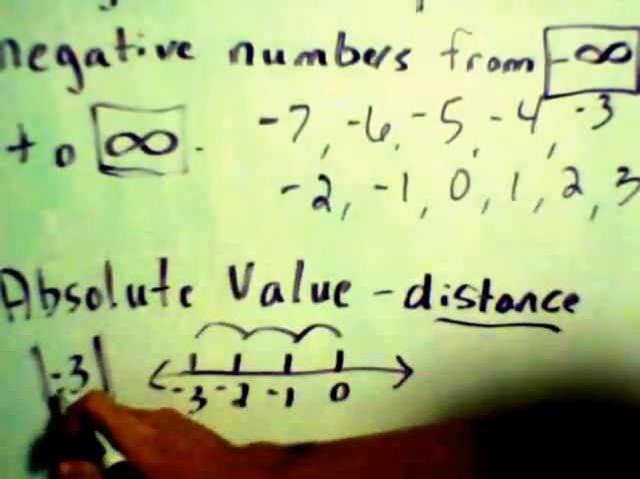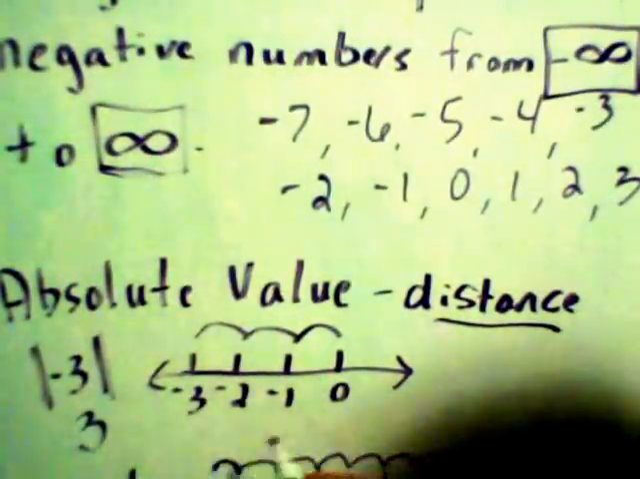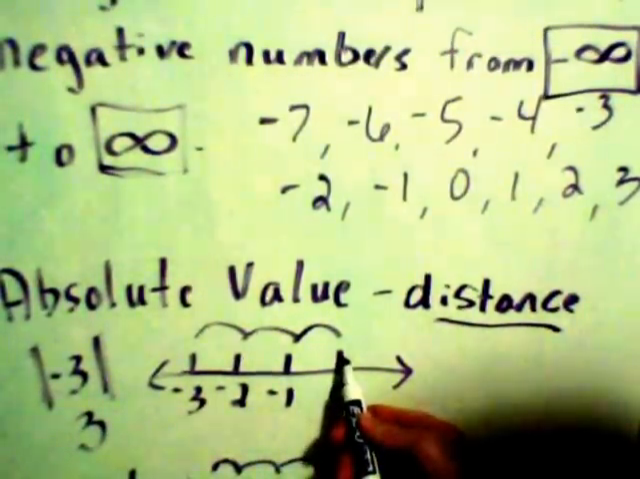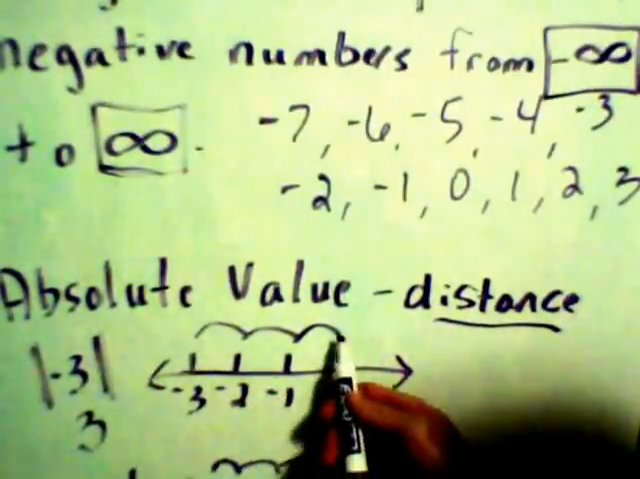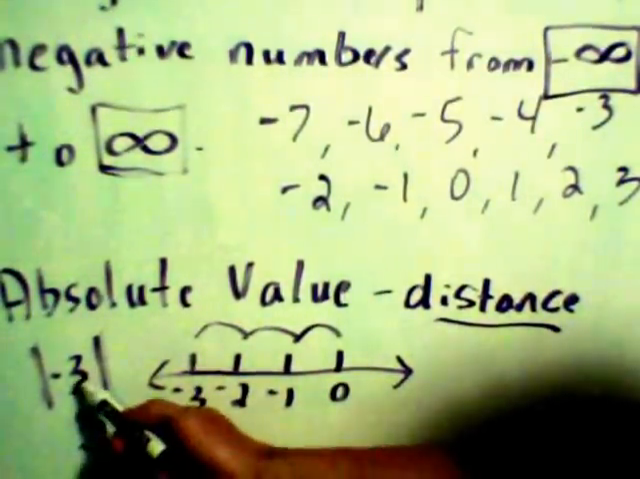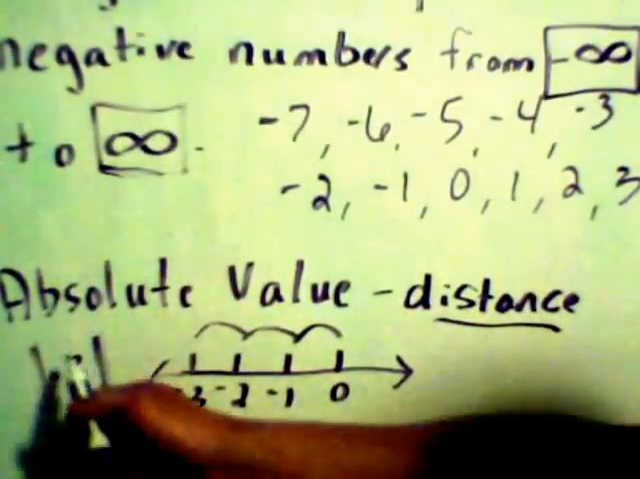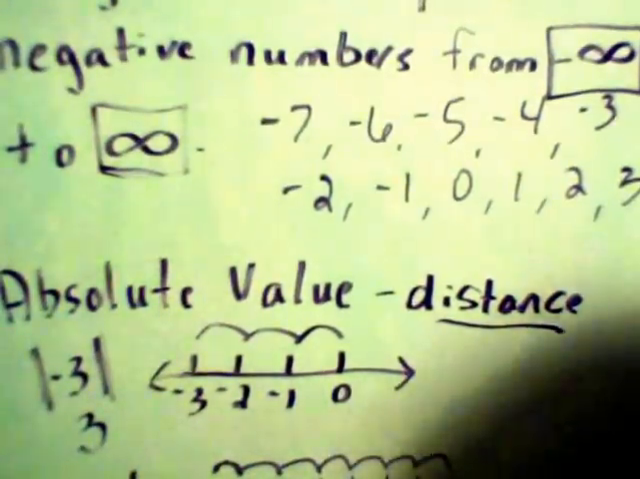So if I wanted to find out what the absolute value of -3 is, it's going to be 3. And the reason I know that is because the distance between 0 and -3 is 1, 2, 3 units. So distance cannot be negative. Absolute value cannot be negative. When you see those symbols, that's what it means.